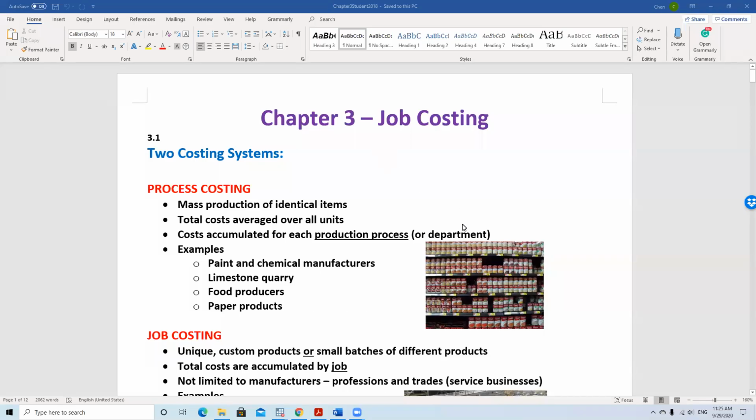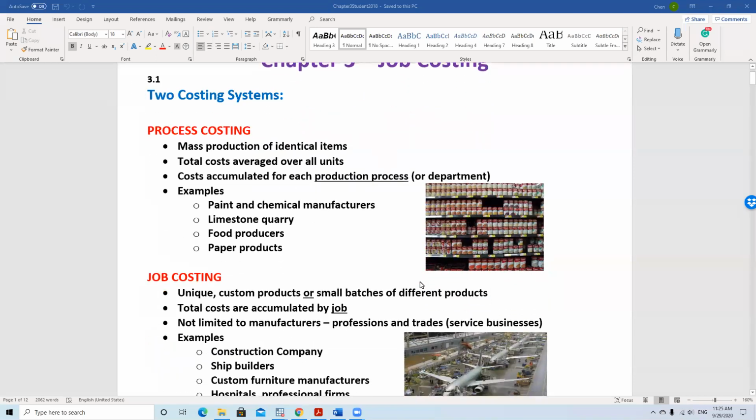Hello, everybody. Today I'm going to talk about Chapter 3, job costing. So first you have to understand that there are two costing systems, process costing and job costing.